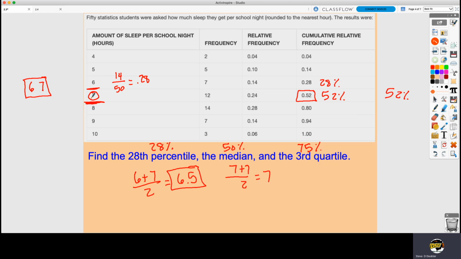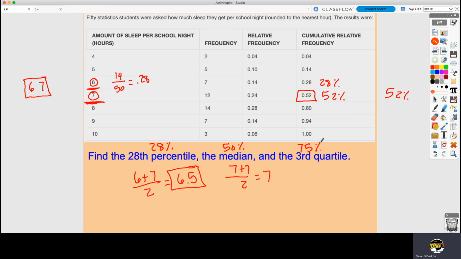Yes, Abigail. So what if you were looking for like the 27th percentile? What do you think you do then? Would it just be 6? The 27th percentile, because it's not exactly this, it'd be a little bit less than that. It would be exactly 6. Yeah. Okay. The only time you truly have to add the 2 together and divide by 2 is when it's exactly what you're looking for here.